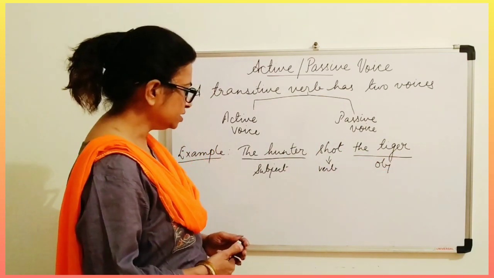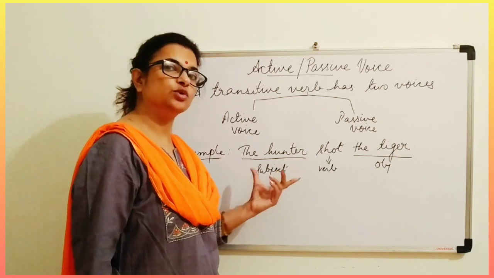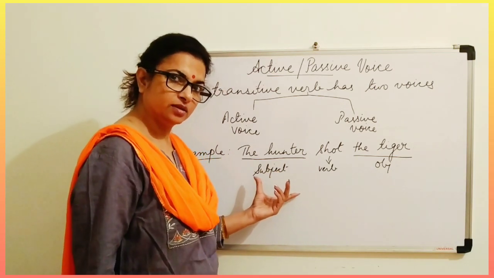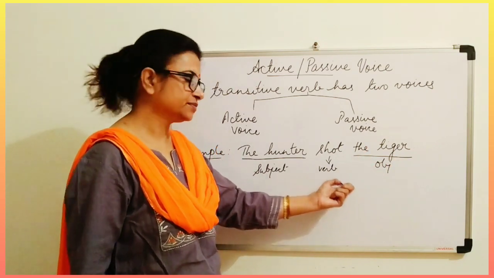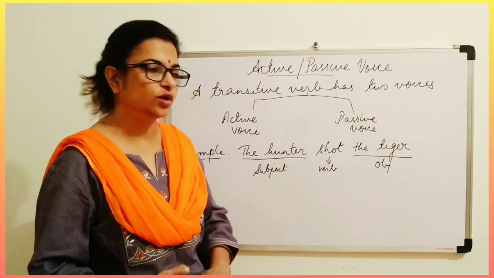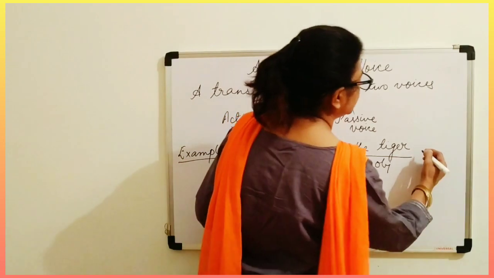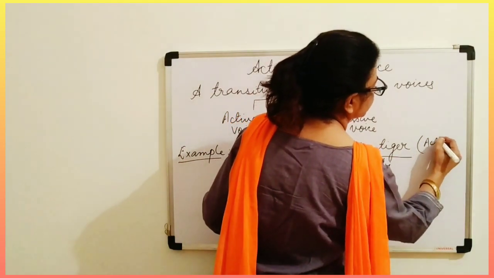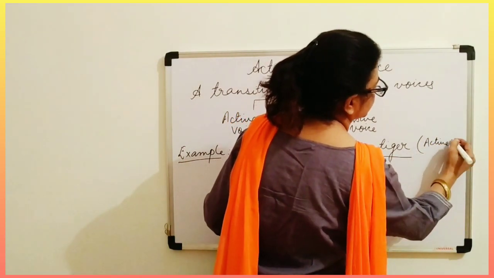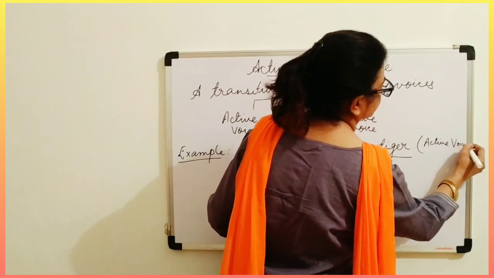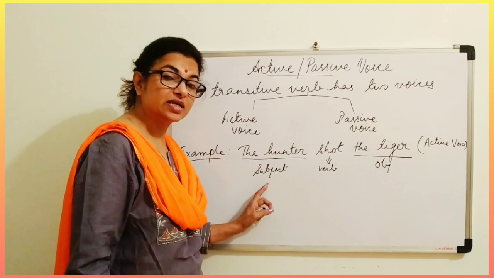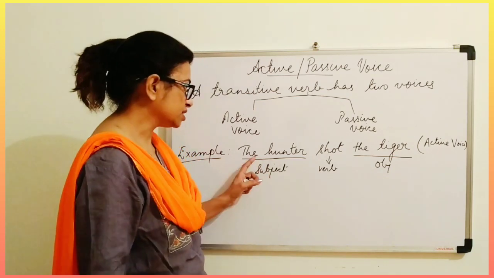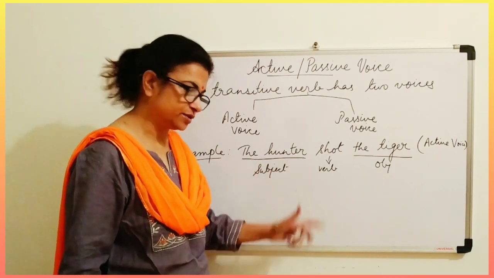So whenever the subject is the doer of the action and the object is the receiver of the action, we call it active voice. What sort of voice is this? This is called active voice. Why active? Because the subject is doing the action. The subject is the doer of the action.